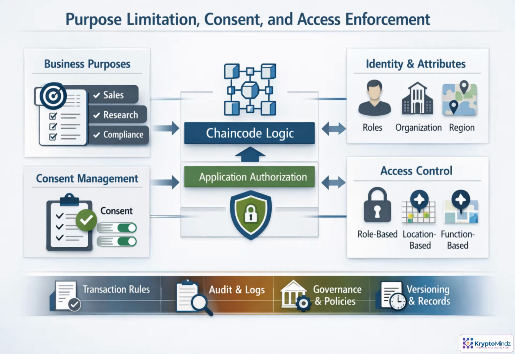Privacy controls begin before any chaincode is written. Define the permitted business purpose for each data element and transaction. Capture the consent or legal basis that supports that use. At runtime, combine identity attributes such as role, organization, region, or function with application authorization and chaincode rules. Then log purpose changes, consent updates, and access decisions. That audit trail shows that data was used within approved governance boundaries.